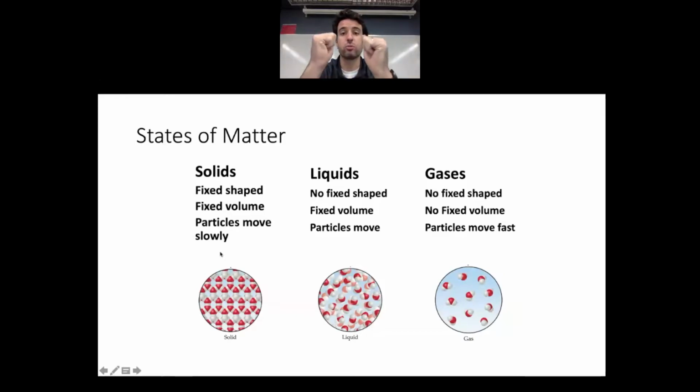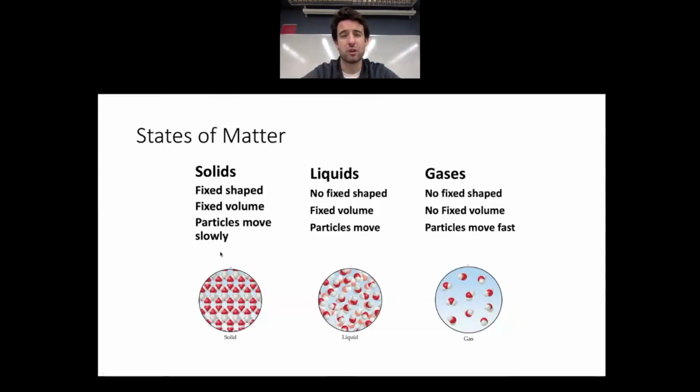Because the particles are super close to each other, they can't really be compressed anymore. Liquids don't have a fixed shape. That's true. If I were to take this bottle of water and just pour it on the ground, instead of looking like a bottle of water, it would look like a puddle. So liquids don't have any sort of fixed shape, but they do have a fixed volume. You can't compress a liquid.